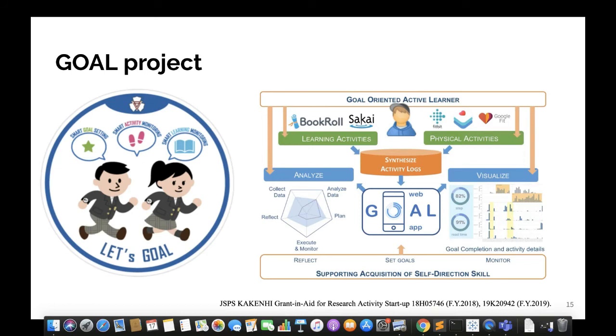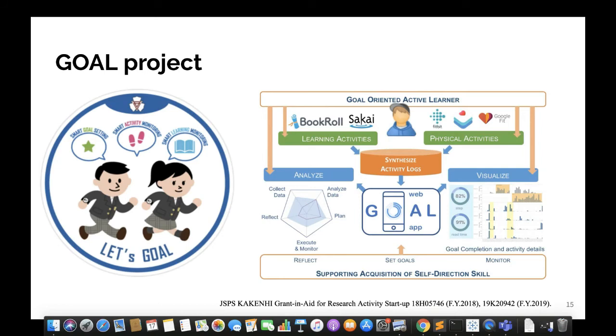However, the second part of it is one of the projects which I am building currently. It focuses mostly on the learners. So it's the GOAL project. The full form of it is Goal Oriented Active Learner.